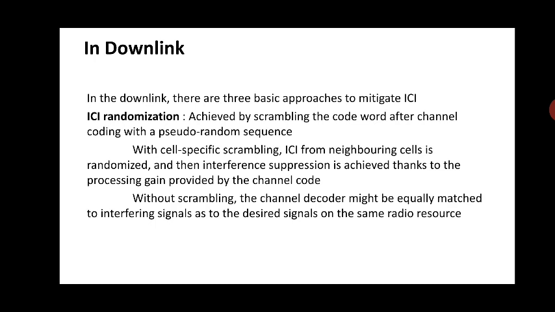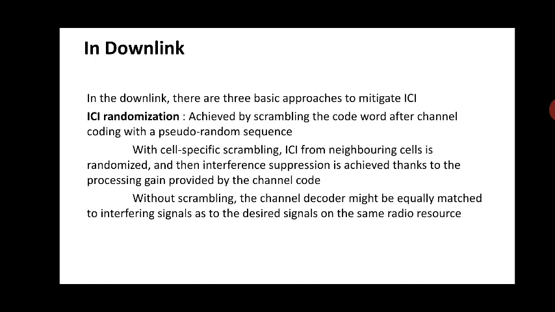Each cell will have code words when transmitting, from which it will be identified whether the information you are getting is valid or not. With cell-specific scrambling, the interference from neighboring cells is randomized, meaning the code words are randomized such that interference suppression is achieved, in order to make the gain efficiency high. Now, without scrambling, the channel decoder might be equally matched to interfering signals as to the desired signal.